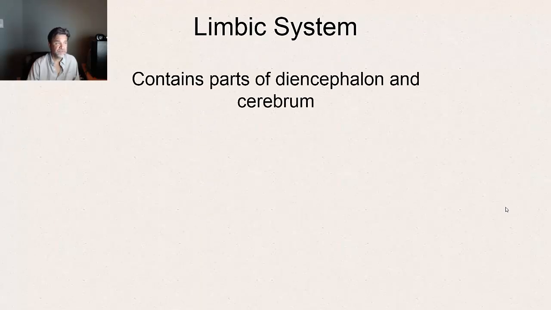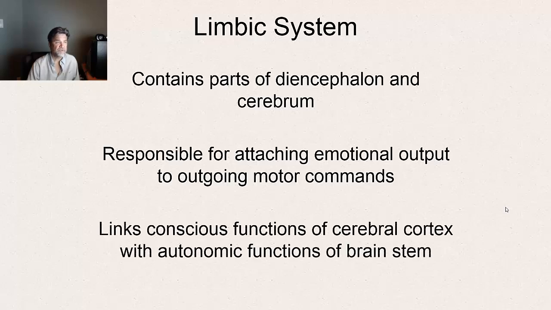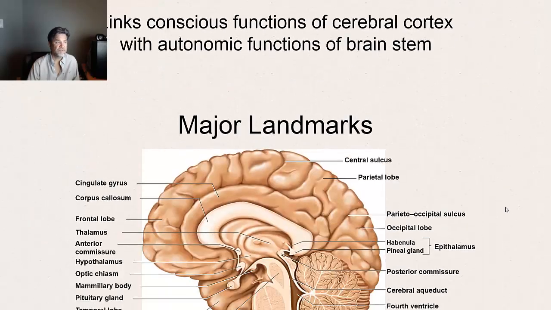So the limbic system is both part diencephalon and part cerebrum. It attaches emotional output to outgoing commands and the conscious functions of the cerebral cortex, and it coordinates with the autonomic functions, those things that happen under robotic terms.